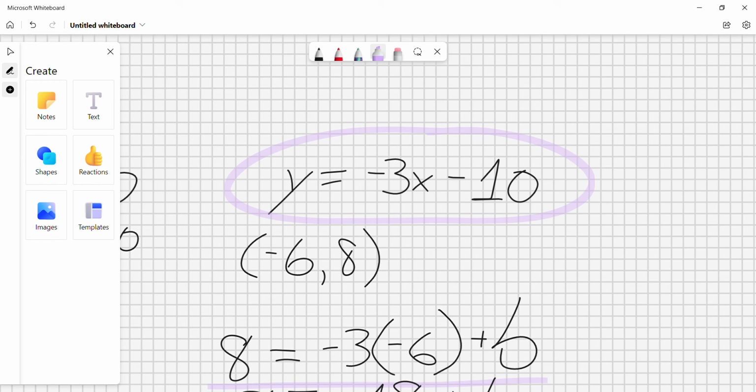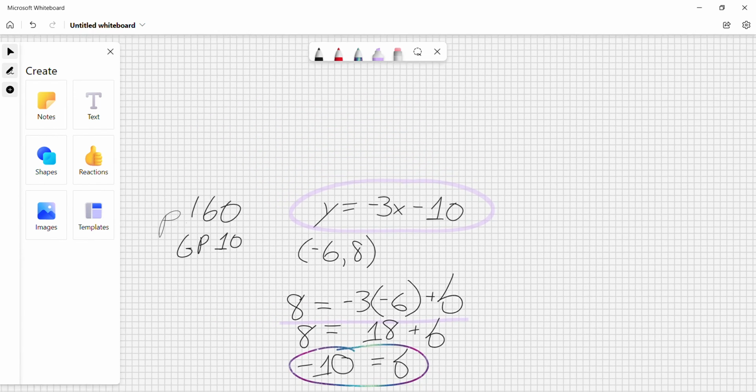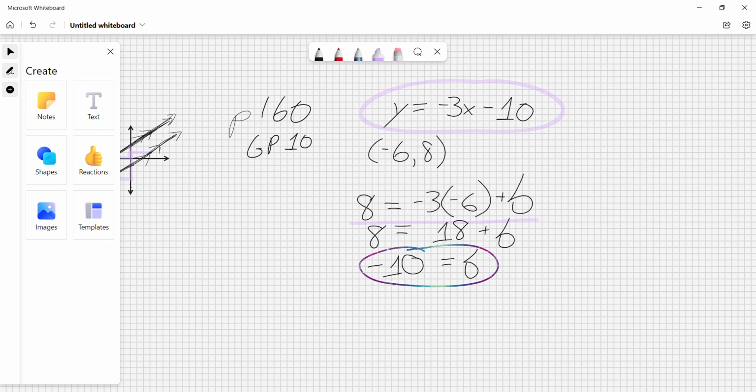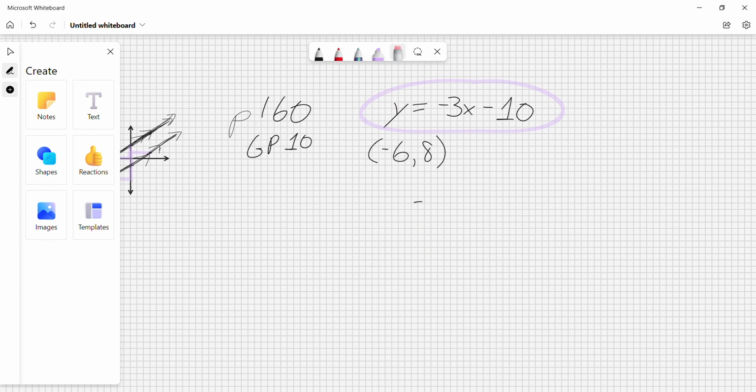I want you guys to do number 11. Pause the video, do number 11. So this is guided practice number 11 we're going to walk through and solve. Gotta practice. Number 11, zooming back in.